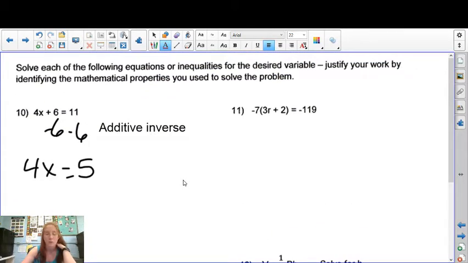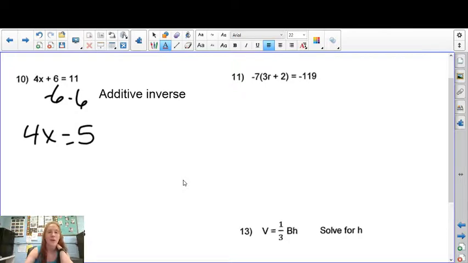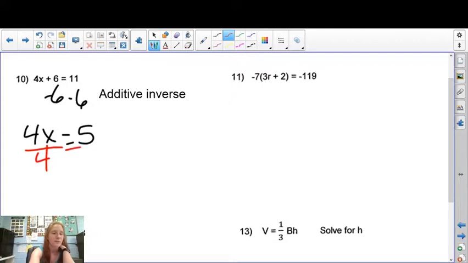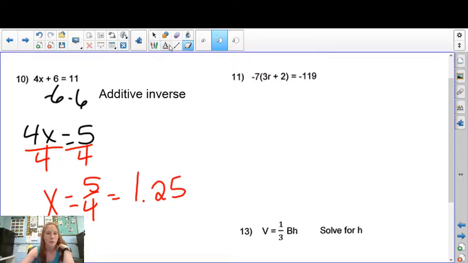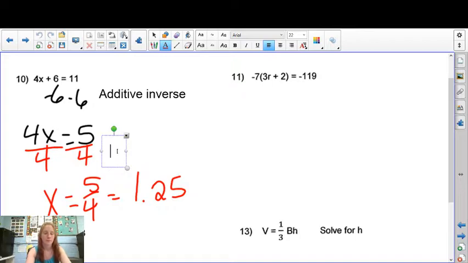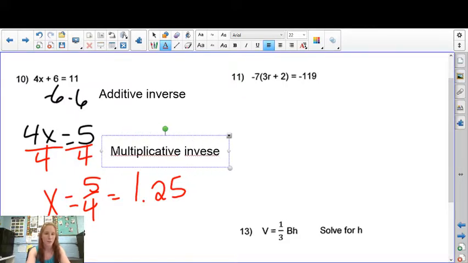I might have to scooch those down, we'll see. Next, I'm going to go ahead and solve for x by dividing by 4. So x is equal to 5 over 4, which is equal to 1.25. And I used, not that button, this button, my multiplicative inverse. I'm going to run out of room, so I'm going to do that.